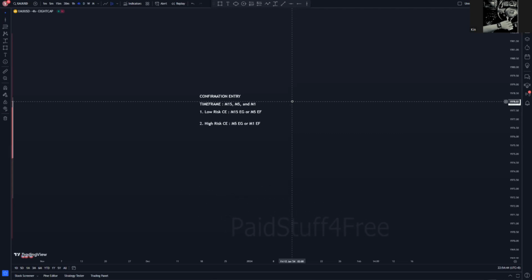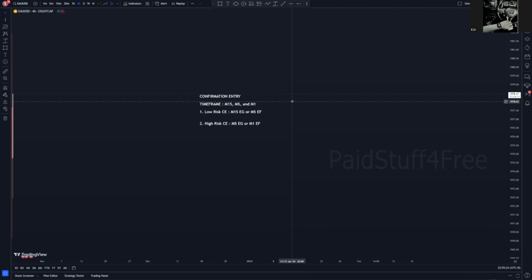It's still profitable, but the weakness of the high risk confirmation entry is that sometimes M5 EG can be broken, sometimes M1 EF can be broken, right? The best part of the high risk confirmation entry is that we're gonna get all the buys and all the sells. At that time I took all the buys and all the sells. It's like me dancing with the chart. When the price went up, I had my buy. When the price went down, I had my sell.